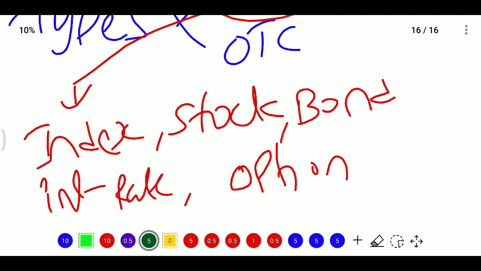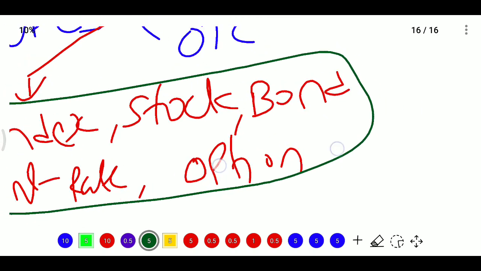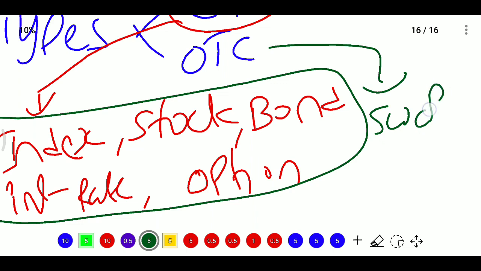Some types of exchange traded options include index options, stock options, bond options, interest rate options, or options on futures contracts. Whereas OTC, over-the-counter options are not listed on an exchange but traded between two private parties, and are sometimes referred to as dealers' options.